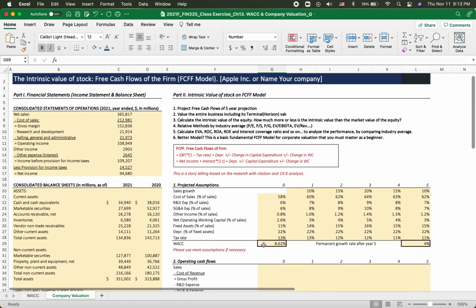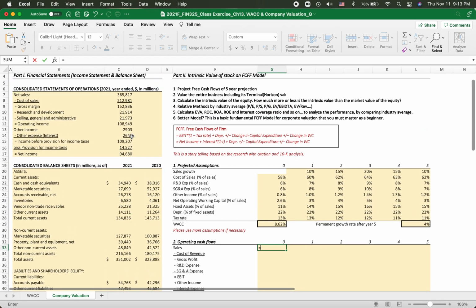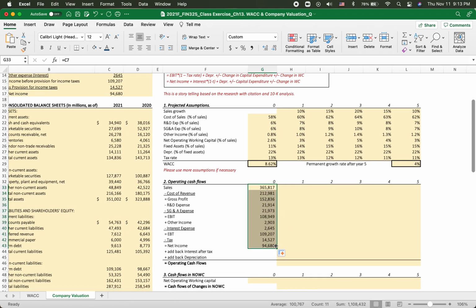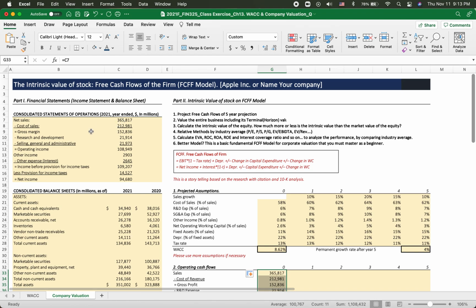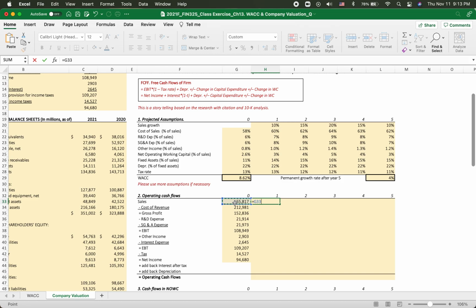Okay, so let's go from the sales. Now, where is the sales of the current year? Right, we just link it here to the consolidated statement of operations as of the end of 2021, right? And then this will be increased by 10%, so 1 plus 10%, which we assume. And then let's just drag it to the right, and then we get all the sales amounts corresponding to the sales growth we assumed.